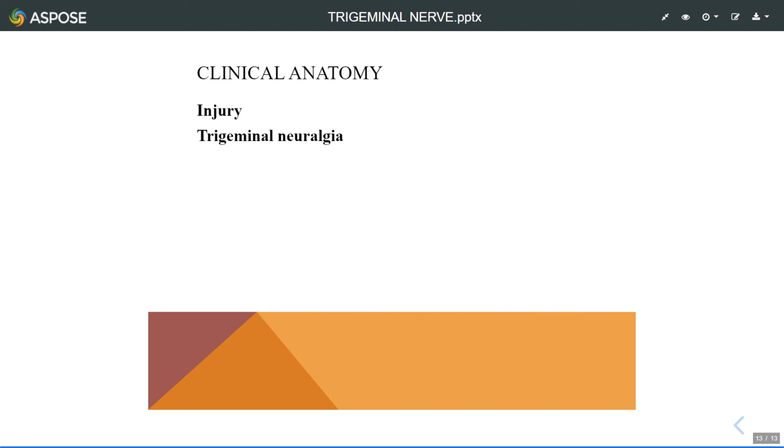Next of all, we are common in trigeminal neuralgia. That is the principal disease which affects the sensory root of the fifth cranial nerve and is characterized by attacks of severe pain in the area of distribution.